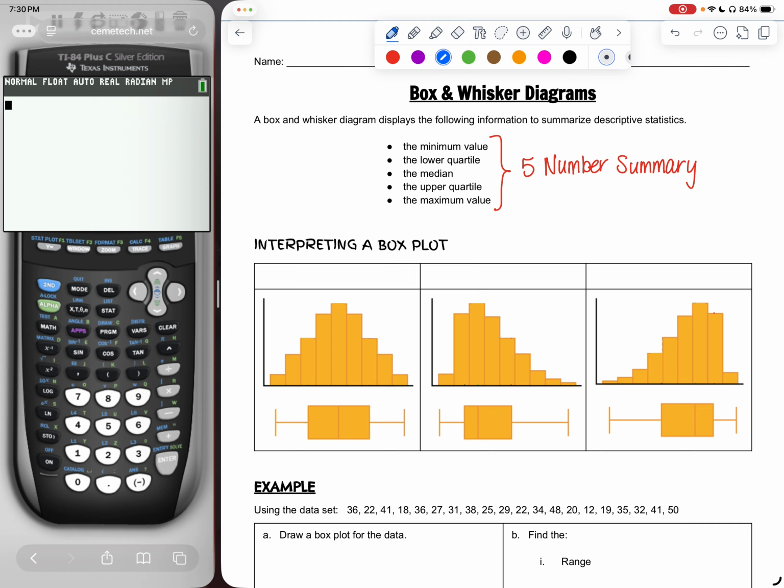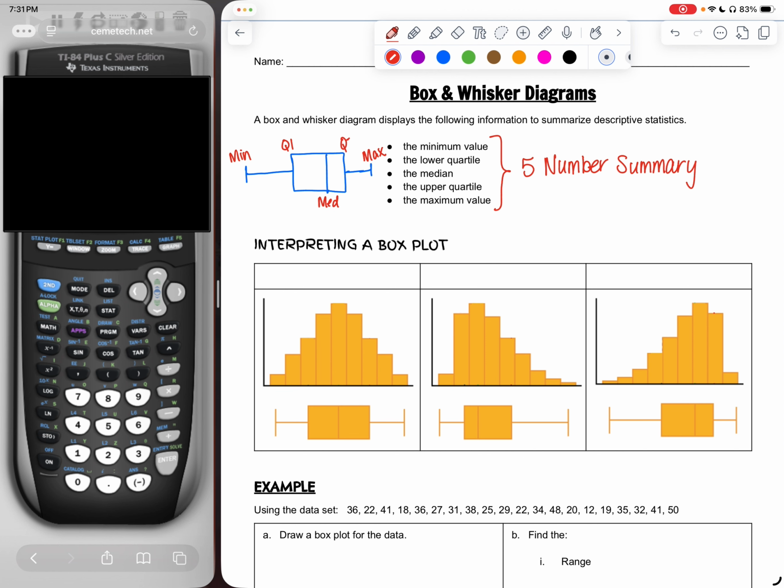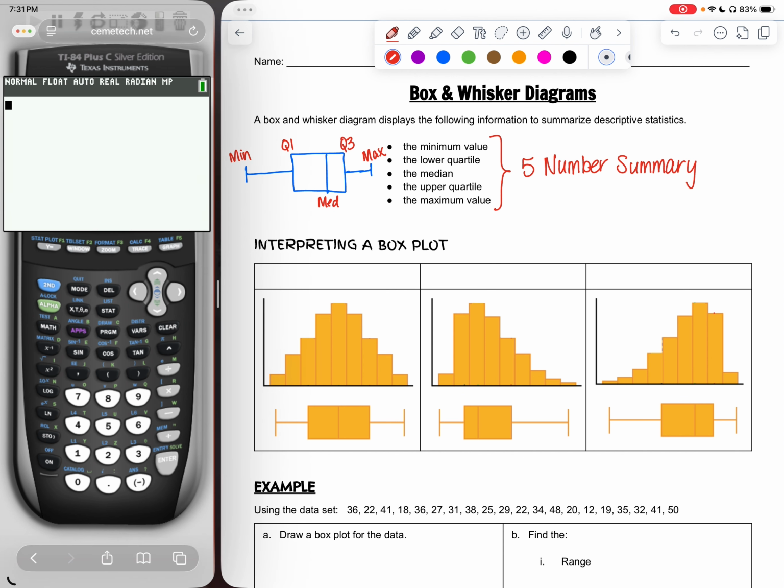All right. So, an example of a box and whisker plot would be a graph that looks something like this. We know that this will be our minimum, this will be our maximum, this will be our quartile one, this will be our median in the middle, and this is our quartile three. Those are the five pieces of your box and whisker plot.